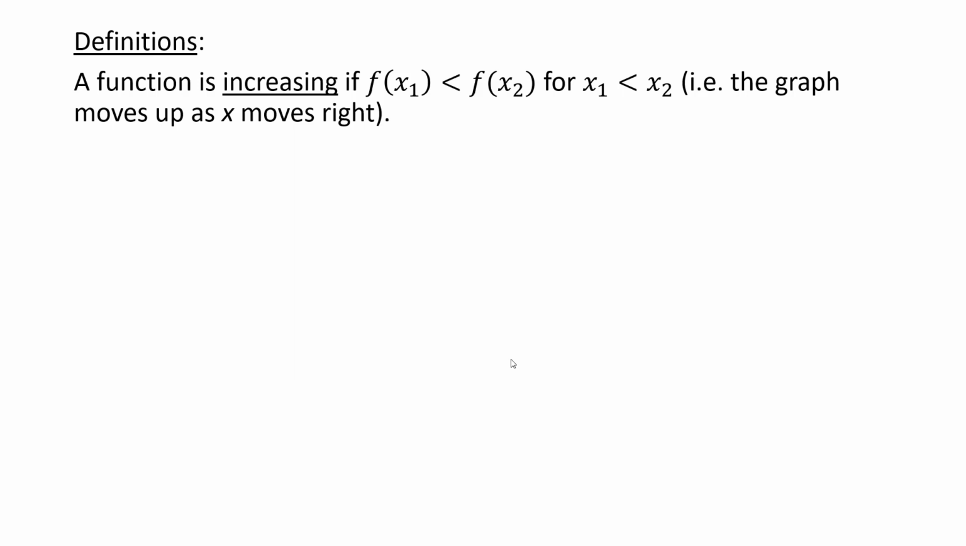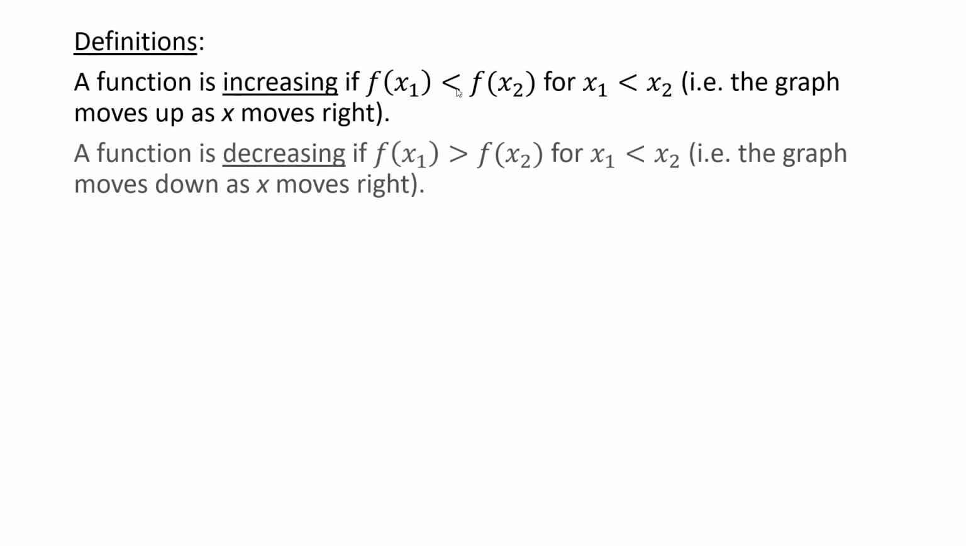In other words, you read a graph like you read a book from left to right. And as you're going from left to right, x1 is less than x2. When you're going from left to right, x's are always increasing. If the function values are also getting bigger, that means your function is increasing.